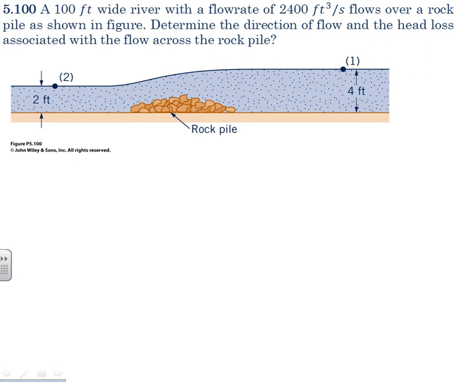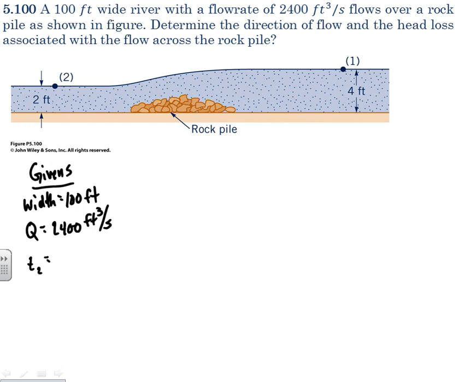So let's first jot down all of our givens for this problem. We're told that there's a width in this river, and that is 100 feet. And we're told that there's a flow rate, Q, which is 2,400 feet cubed per second. So the heights were also given. At section 2, the height at the top of the surface, Z2, is going to equal 2 feet. And at section 1, we have 4 feet.